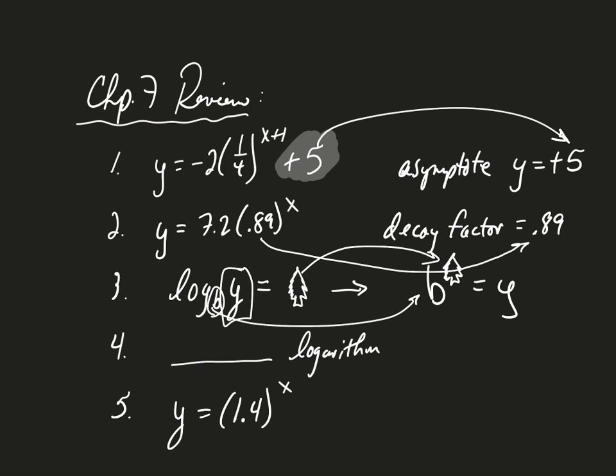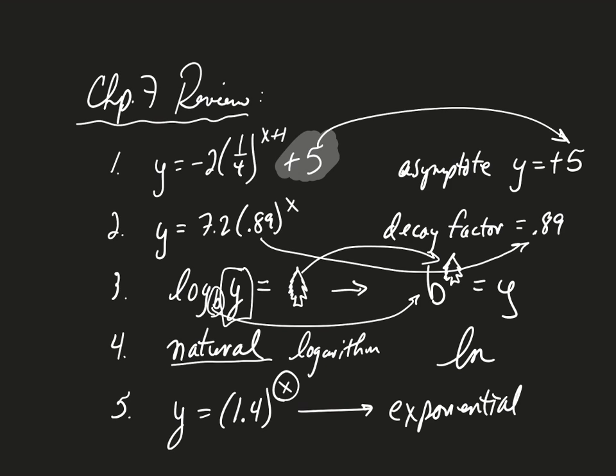Number 4, a logarithm with base e, which of course we would denote ln, is called a natural logarithm. And number 5 is y is equal to 1.4 raised to the x, an exponential or a power function. And remember our definition, anything with a variable in the exponent is called an exponential function. Right, so this would be an exponential function. Okay? Alrighty. So those are the first 5. Those are your 5 vocabulary problems.